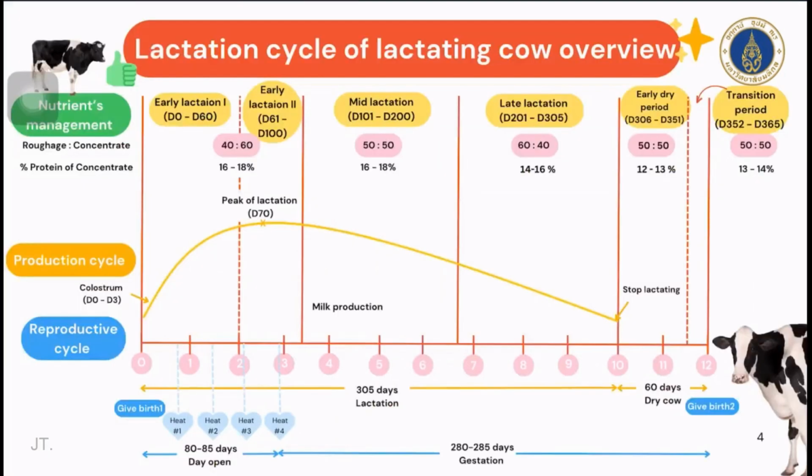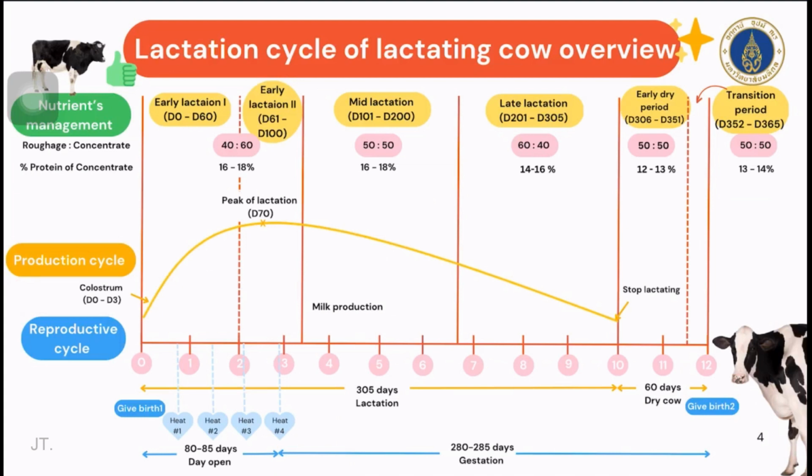Before we focus on each lactation phase, we will describe the overview of the life cycle of dairy cows. In one cycle, it takes 365 days from the day that a cow gives birth until the next one. In this graph, the bottom axis is divided into 12 months. In these 365 days, we will divide the lactation cycle into 5 main phases, consisting of early lactation, which can be subdivided into early lactation 1 and early lactation 2, mid lactation, late lactation, early dry period, which is when the cow stops giving milk, and the last one is the transition period.